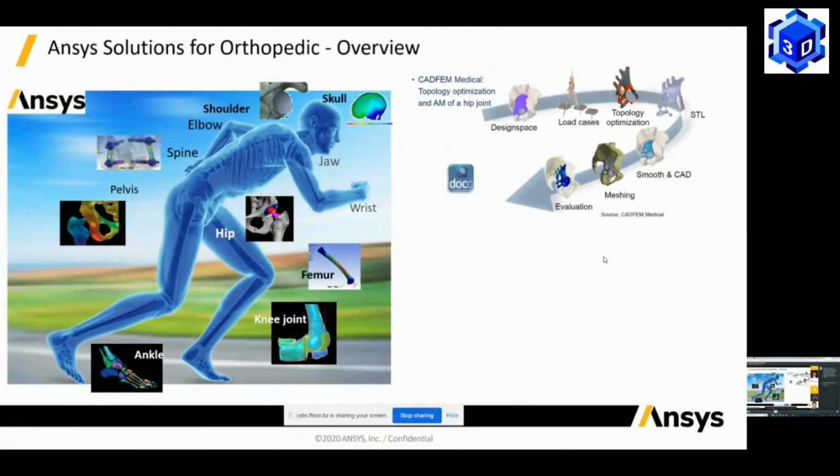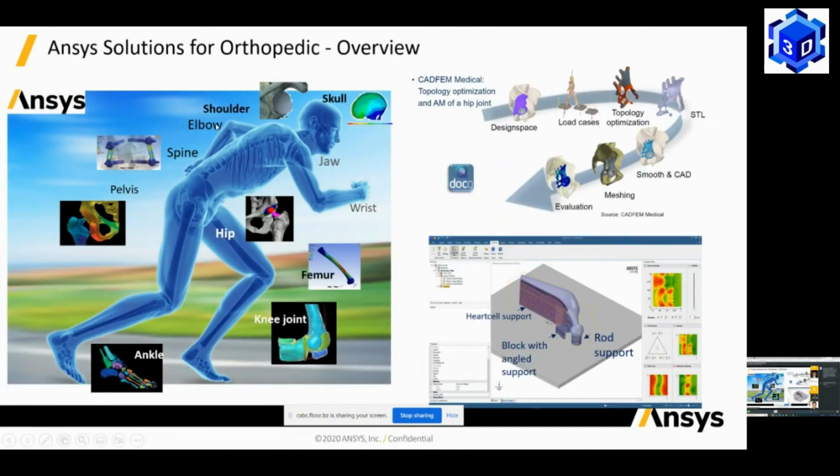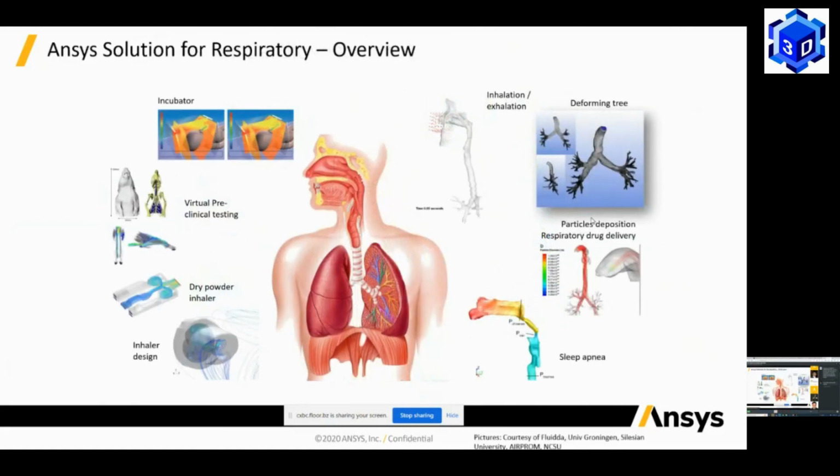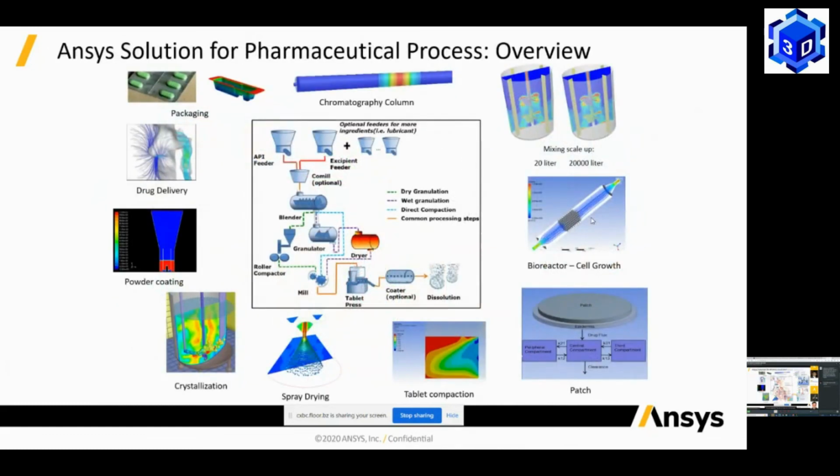Similarly, in orthopedics we have many solutions available, be it shoulder, elbow, spine, pelvis, hip, wrist, femur, knee joint, or ankle. Through ANSYS, you can develop a methodology and run the analysis, including optimization. We also have solutions for cardiovascular, not only orthopedic. People are also using our solutions for respiratory and even in pharmaceutical processes like drug delivery, powder coating, crystallization, and spray drying. These are some of the simulations where we have solutions.